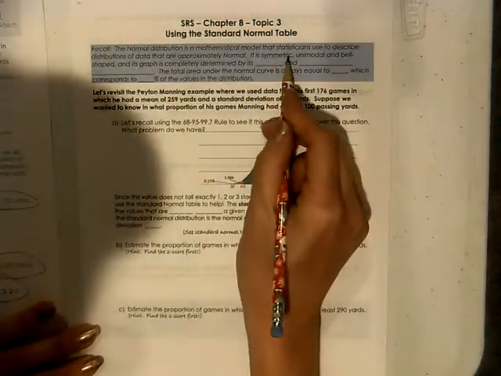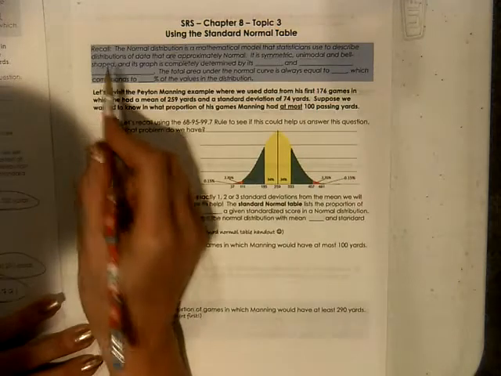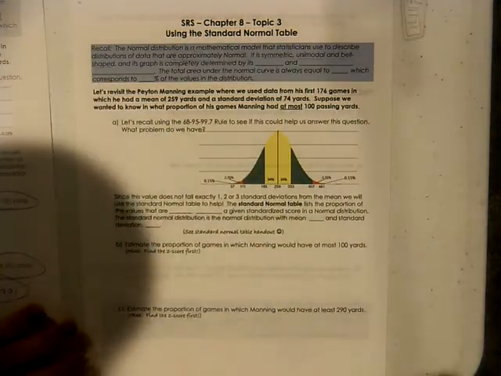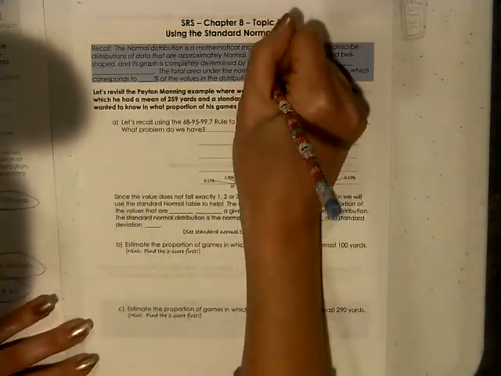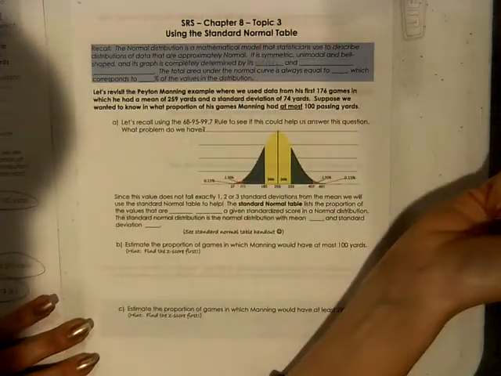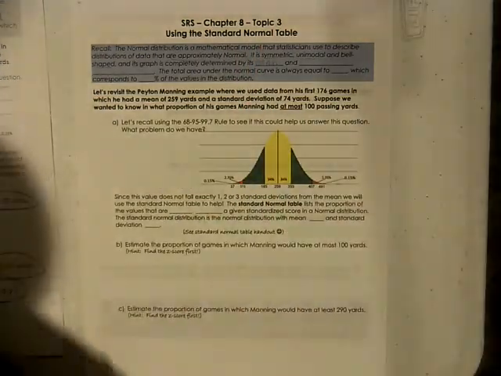It is symmetric, unimodal, and bell-shaped. And the graph is completely determined by two statistics. One is the mean, which would be right down the center, and the other is the standard deviation.